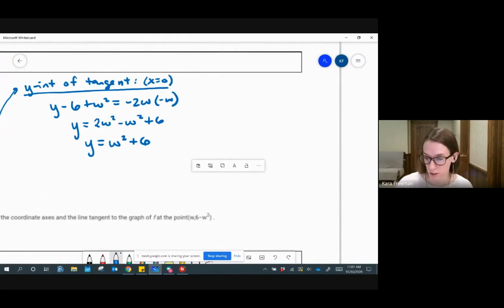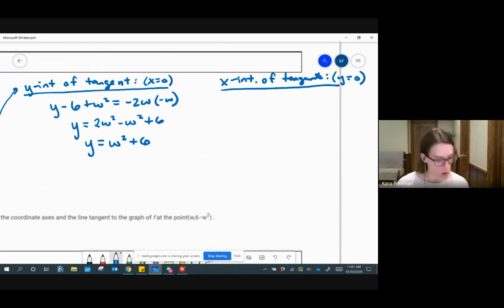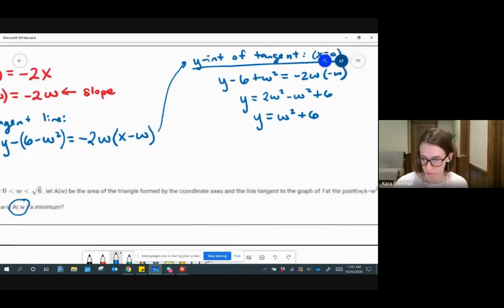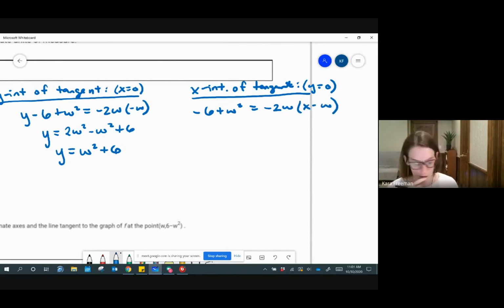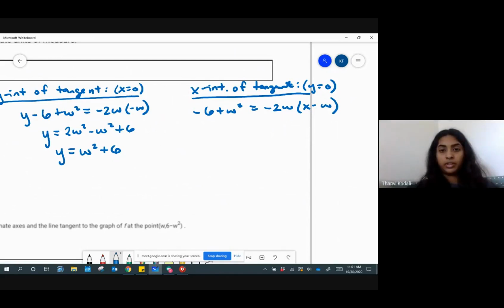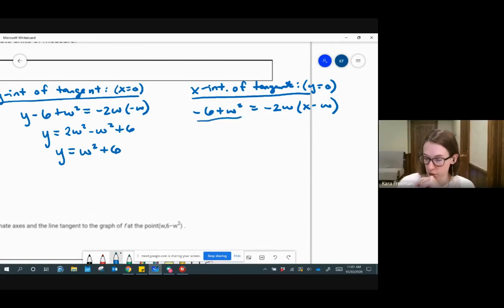Okay, let's find the x-intercept of the tangent line, or when y equals 0. So now if y equals 0, what do we get? Negative 6 plus w squared equals negative 2w times x minus w. How do I solve for x here? Somebody tell me what I would do next to solve for x. Divide by 2w and then add the w. Yeah, you could divide by negative 2w and then add w. You could do it that way.